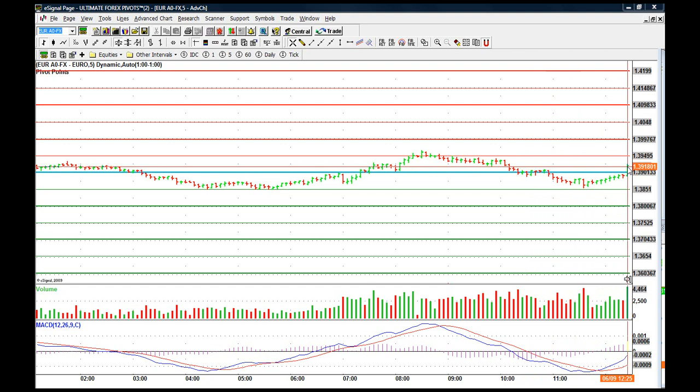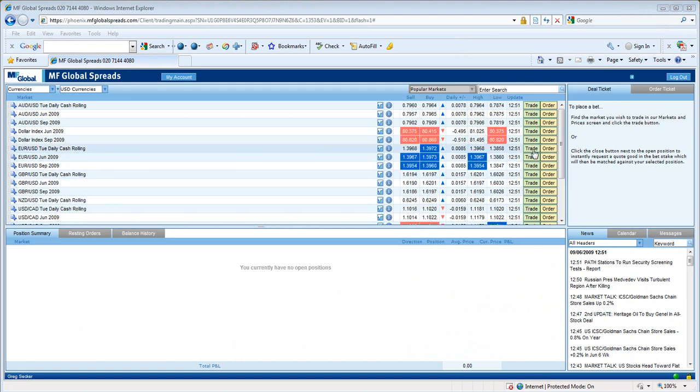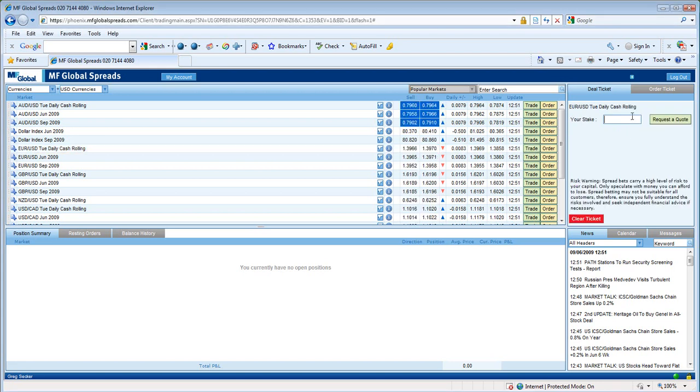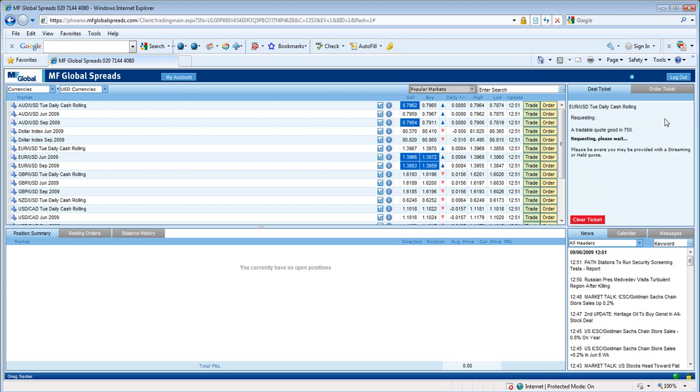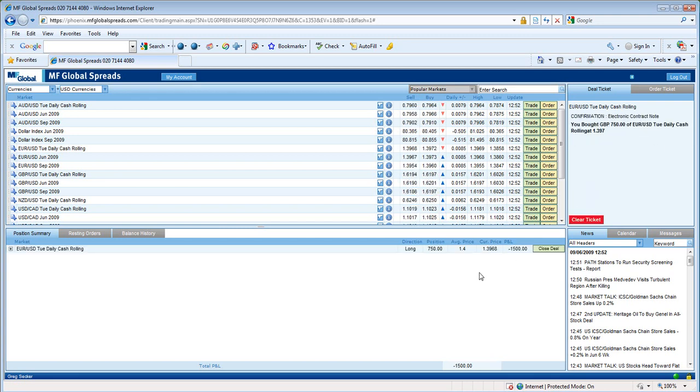Okay, so scalping on the platform as soon as we can. Okay, so let's find the euro trade here. Let's click on trade. And our stake on this is 750 per point. Let's click on request quote. And let's have a quote come back. And there it is. Okay, let's buy that there. Good, it's done, and here's the deal ticket.